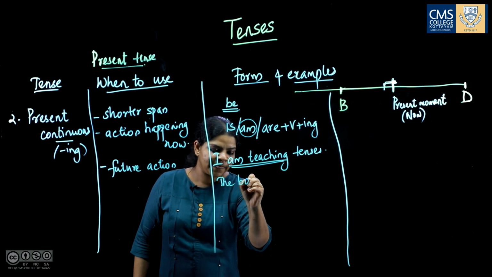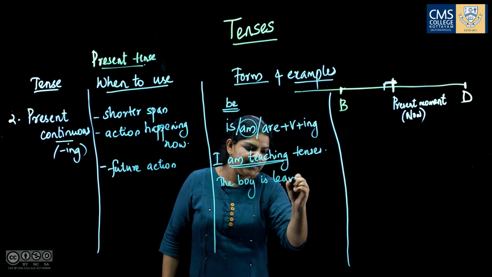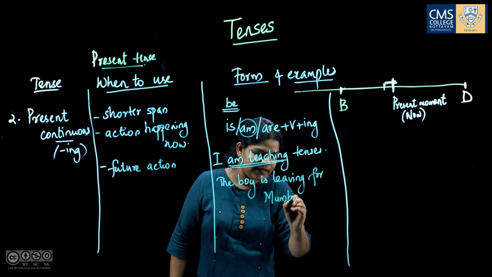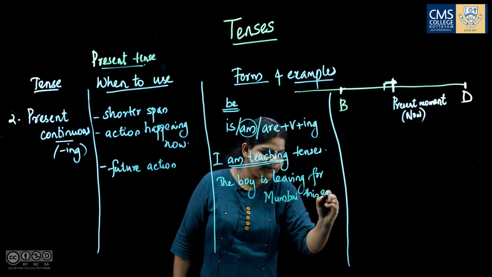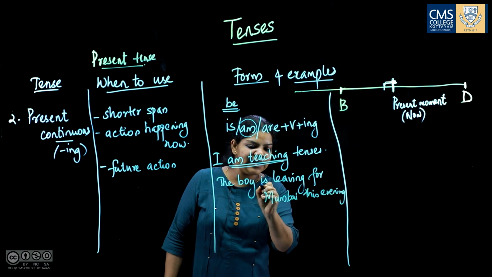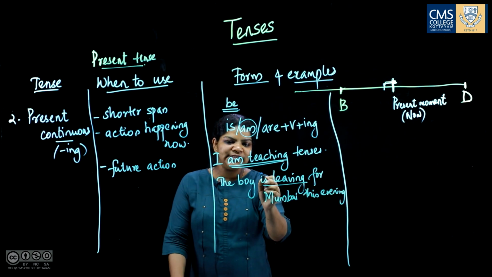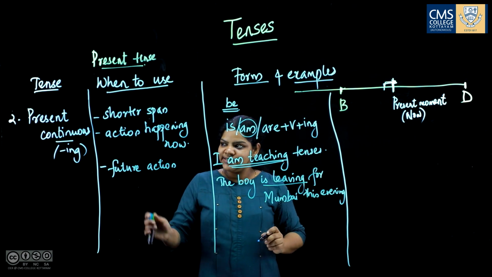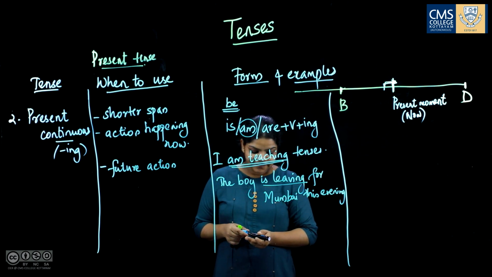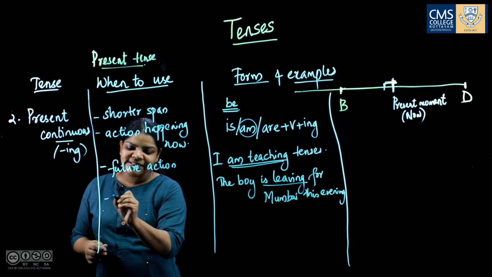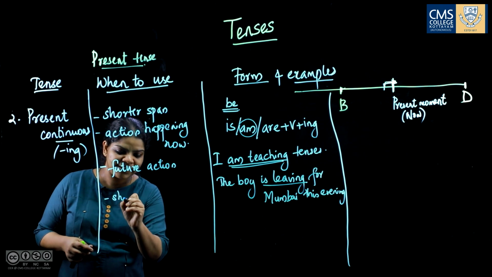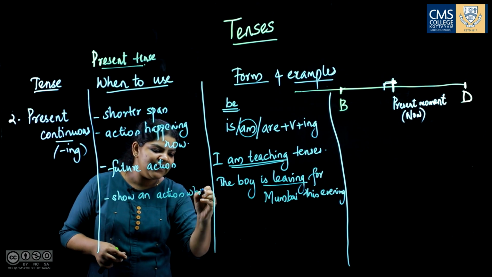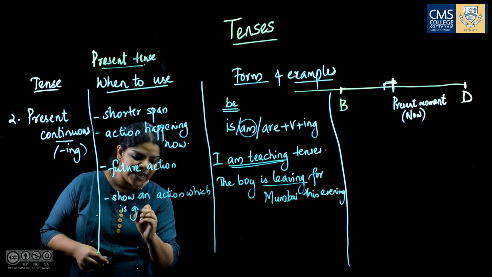The boy is leaving for Mumbai this evening. So the form here is leaving. We used is because the subject is the boy, and leave plus ing. So this is present continuous tense. We can also use present continuous tense if you want to show an action which is gradually developing.